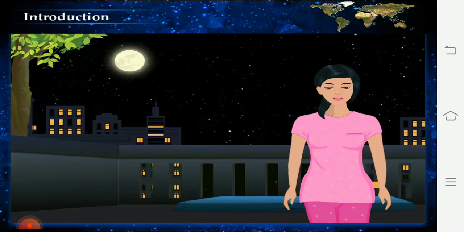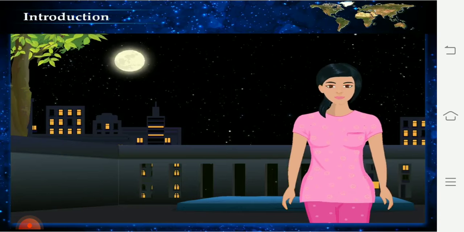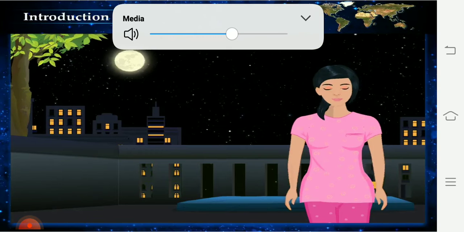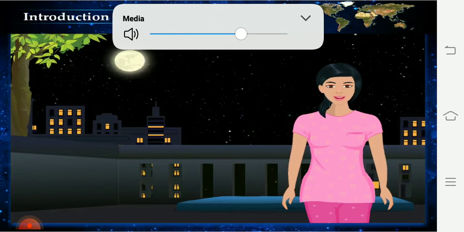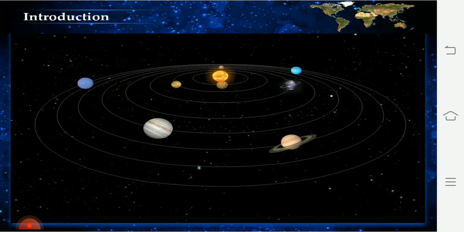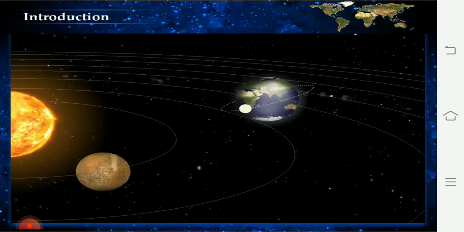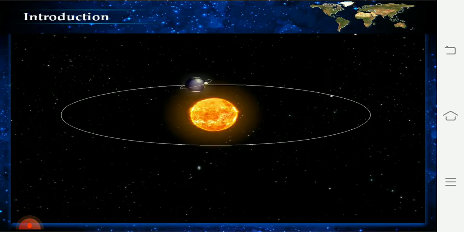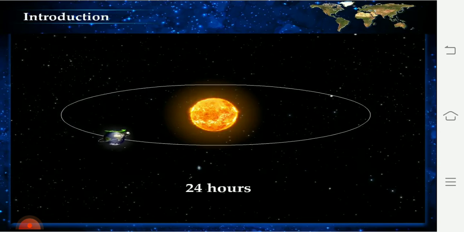Introduction. When we observe the sky at night from the terrace, we can see the moon and innumerable twinkling stars. In this boundless space, even our Earth has a definite place. The solar system, which is a part of the galaxy, has 8 planets, and our Earth is one amongst them. Like other planets of the solar system, our Earth also moves around the Sun. While doing so, it also moves around itself. It takes 24 hours for the Earth to move around itself and 365 days to move around the Sun.